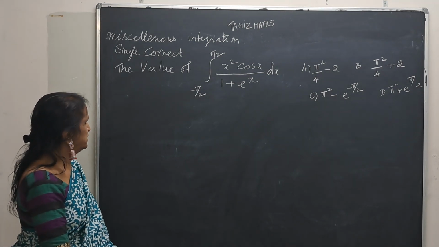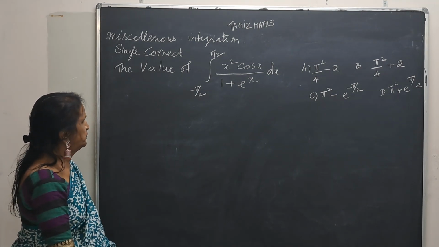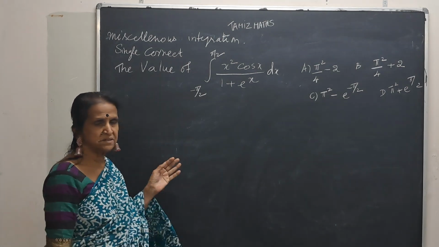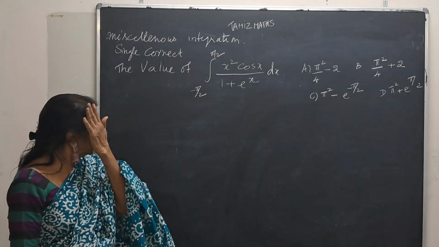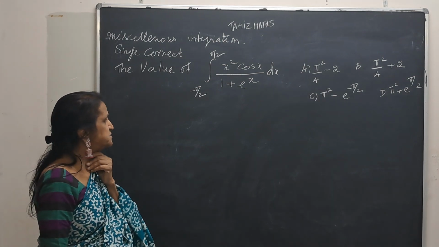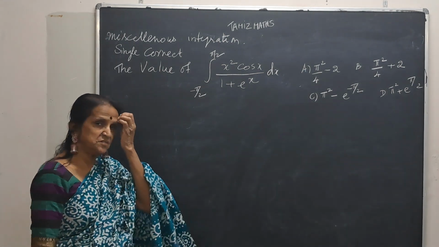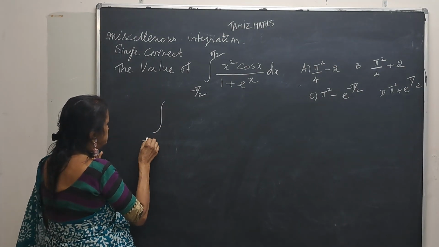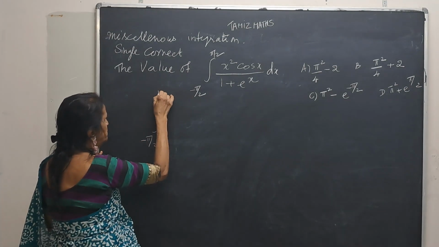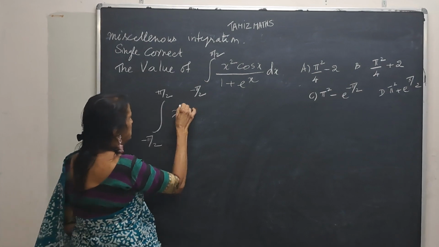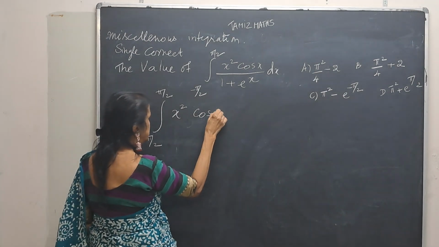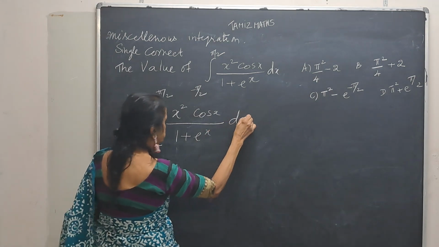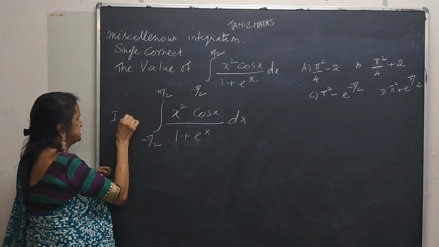The value of the integral from minus pi by 2 to pi by 2 of x square cos x by 1 plus e power x dx. Some choices are given, and we have to find out what it is. Let me call this I.